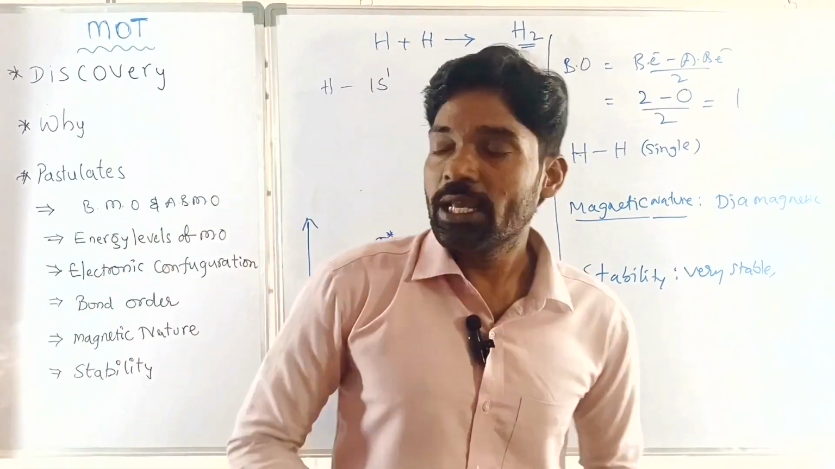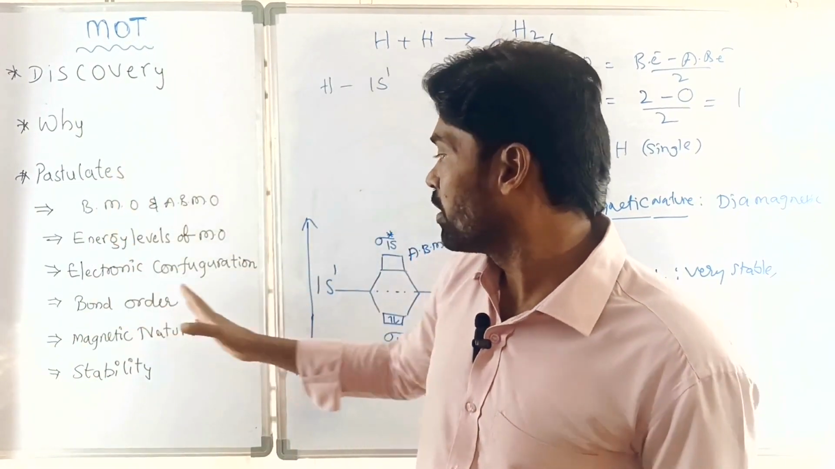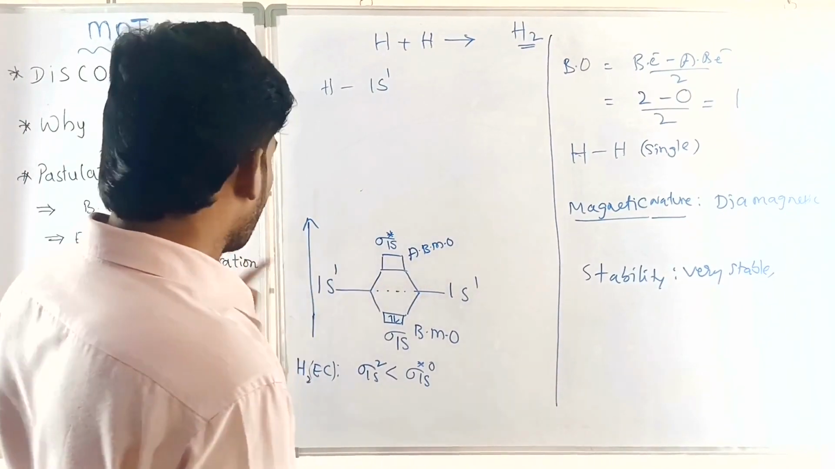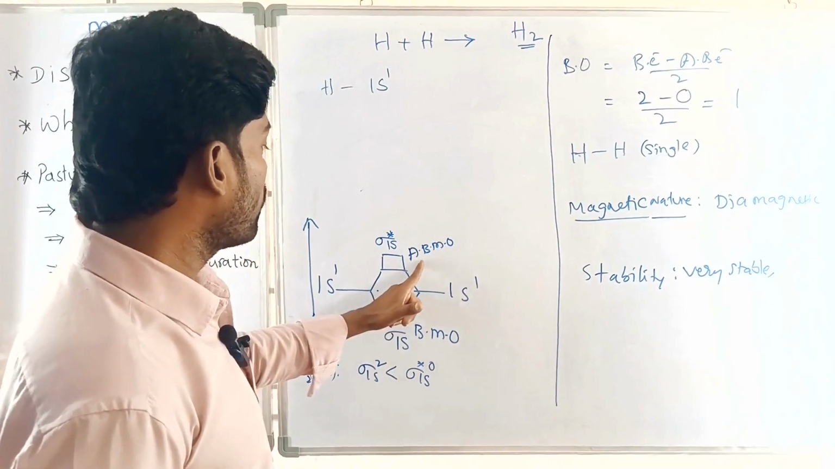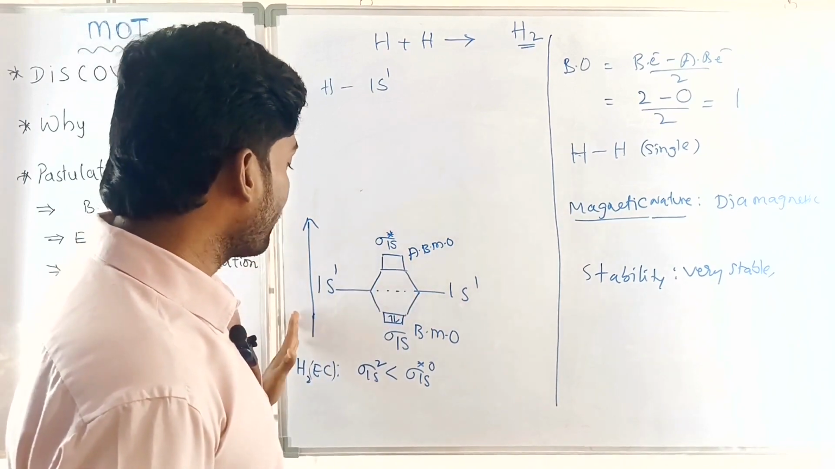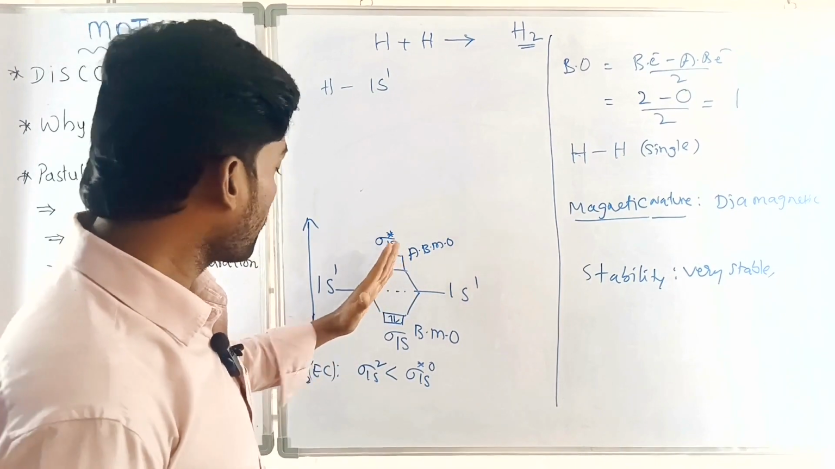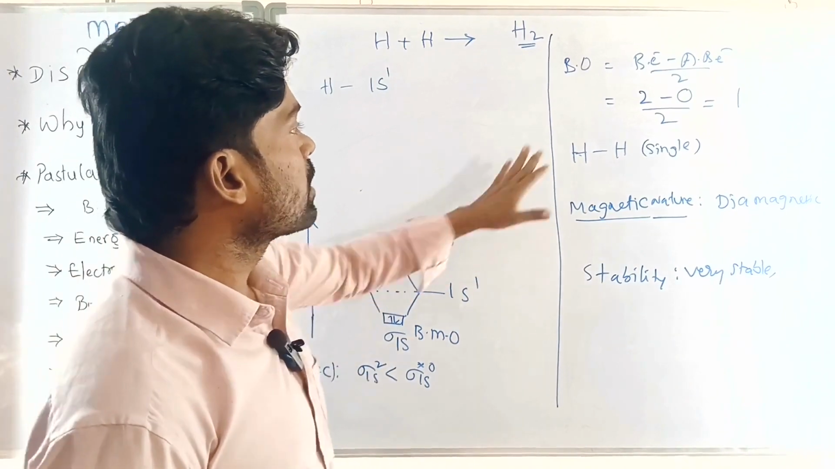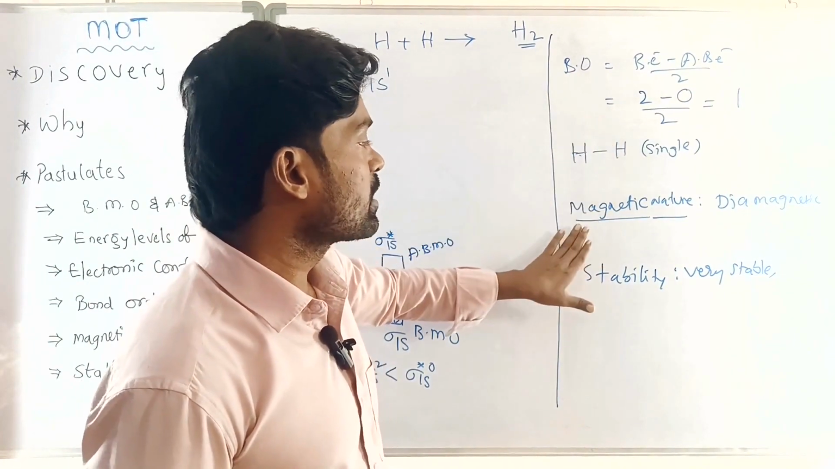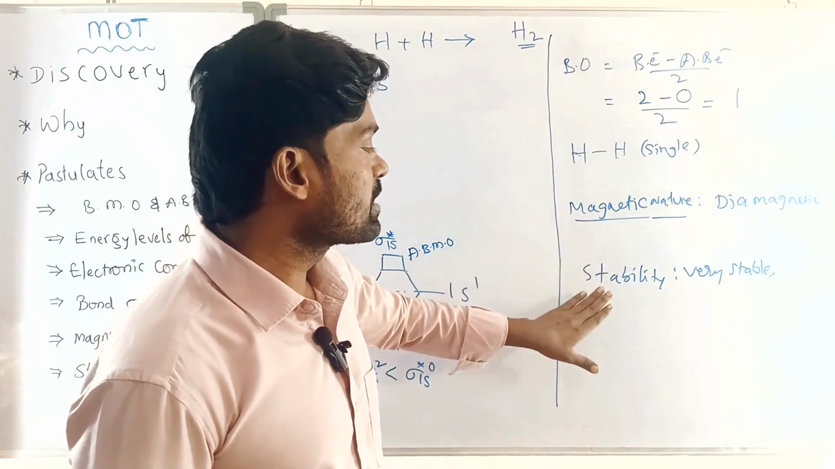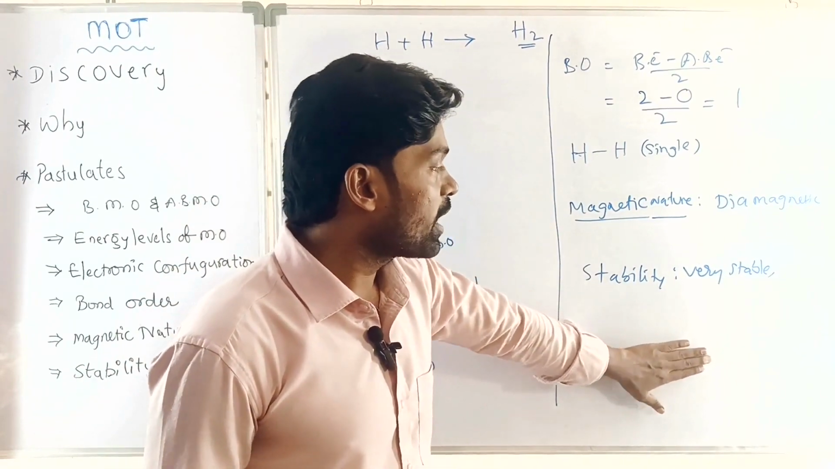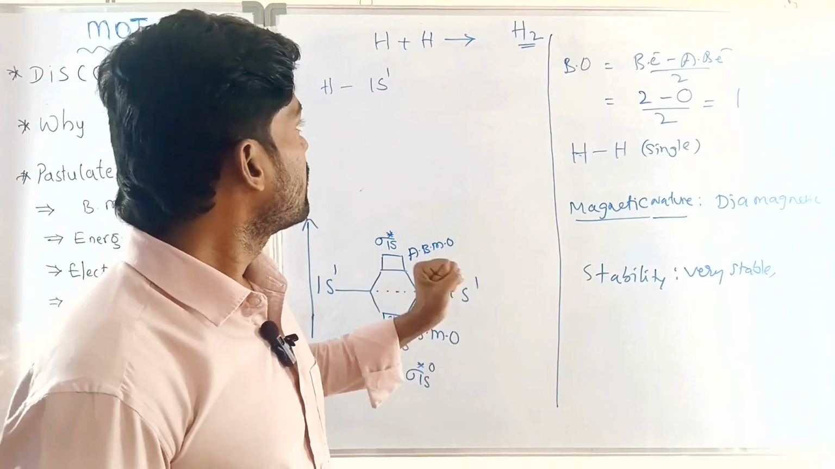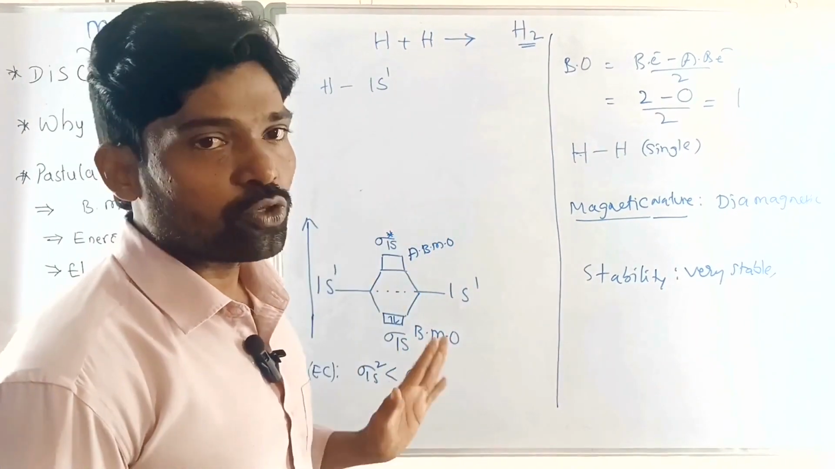So by using MOT, the postulates, and using this example, we checked point by point: what the bonding molecular orbitals are, what the anti-bonding molecular orbitals are, what the energy level of bonding and anti-bonding molecular orbitals is, what the electronic configuration of the molecule is, what the bond order in the molecule is, what the magnetic nature of the molecule is, and what the stability of the molecule is. All these postulates from MOT we explained using this H2 molecule.